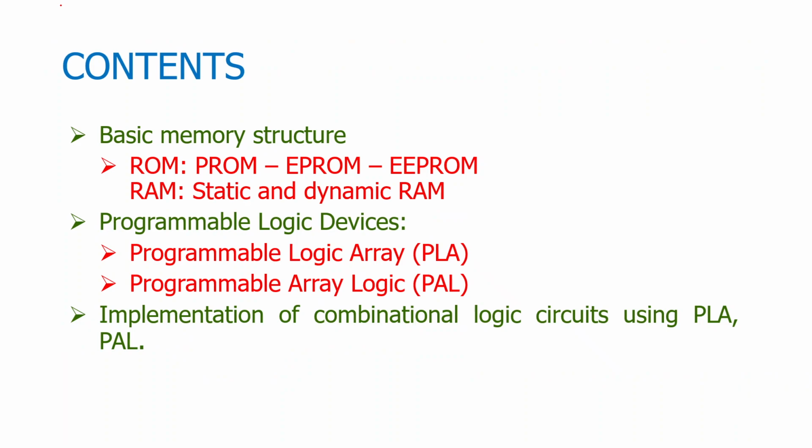So these are the fifth unit contents: basic memory structure, read-only memory, random access memory, and programmable logic devices, PLAs, PALs. Unit 5 we can split into two halves. The first half consists of memory elements, and the second half consists of programmable logic devices, PLDs. In this video we are going to see the first half of the fifth unit, that is random access memory and its types. First we will see what is memory and how it is classified, and then random access memory and its types.